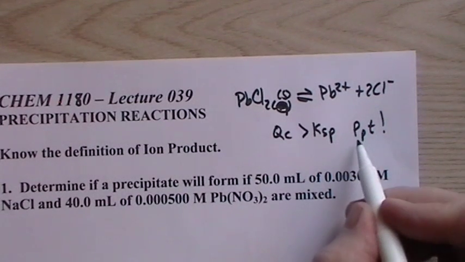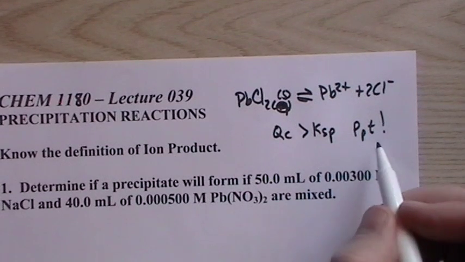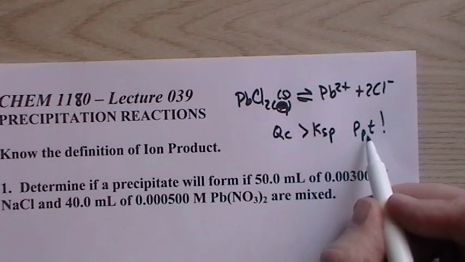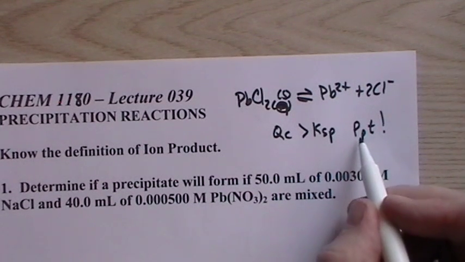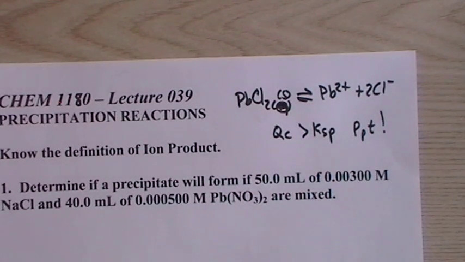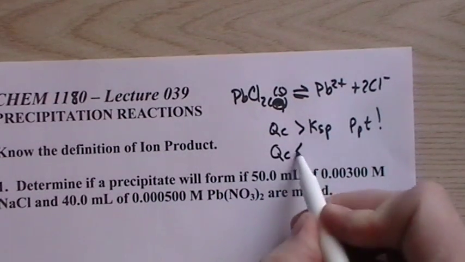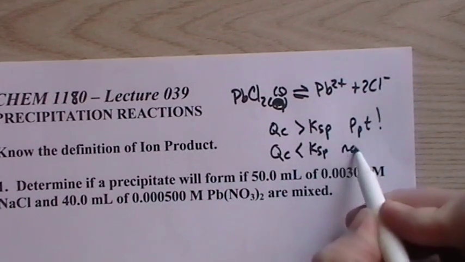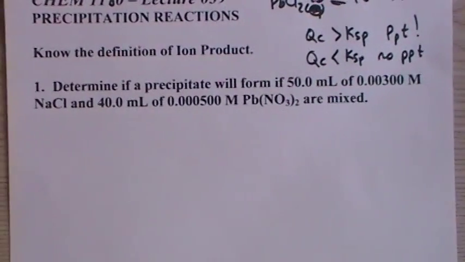Now, I used to just call it lowercase ppt, and that's in older books. I just looked to check on that because PPT is also a PowerPoint, and they recommend making it a capital P. I probably won't follow that, but that's what we're after. So if QC is less than KSP, then no precipitate. So that's what we're going to be doing here.